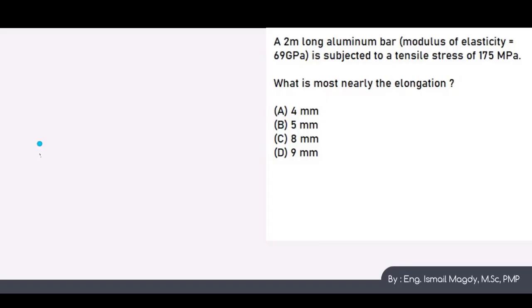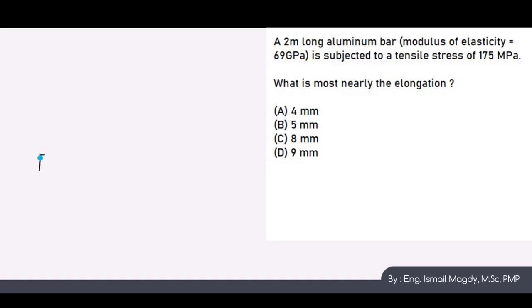So let's check this example. We have a 2 meter long aluminum bar with modulus of elasticity of 69 gigapascal, and it is subjected to tensile stress of 175 megapascal, and we want to calculate the elongation. It is very important to note whether we want to calculate the strain or the elongation, because these are two different parameters.